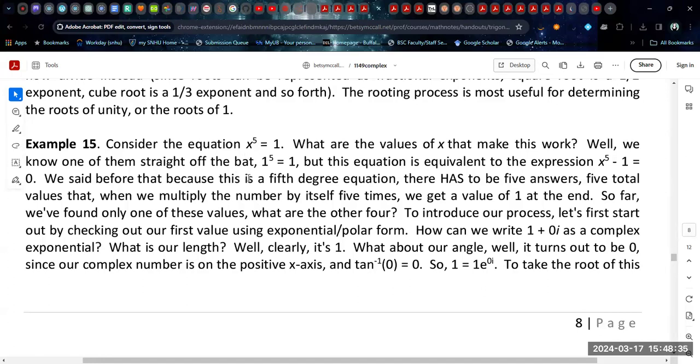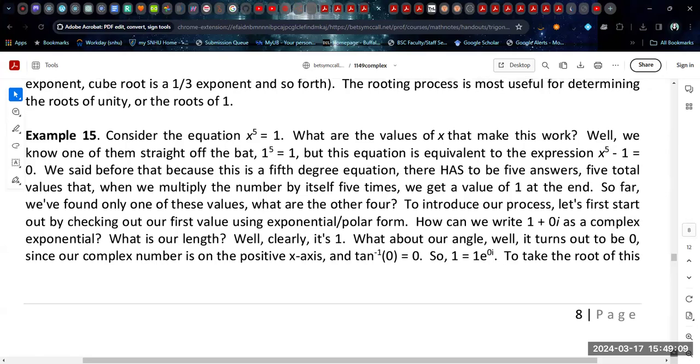So consider the equation x to the 5th is equal to 1. Well, we know that there's a real solution where 1 is a solution. But what about the other 4 complex solutions? It has to have 5 answers according to the fundamental theorem of algebra. So how do we find them? We're going to rewrite 1 as a complex number, 1 plus 0i, and get the angle, which turns out to be 0. But that's just going to get us the 1.